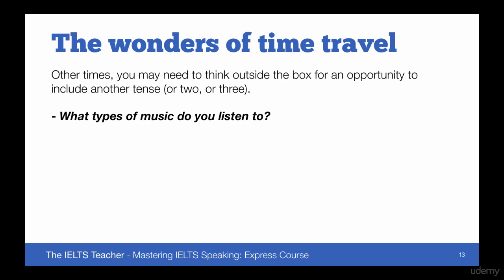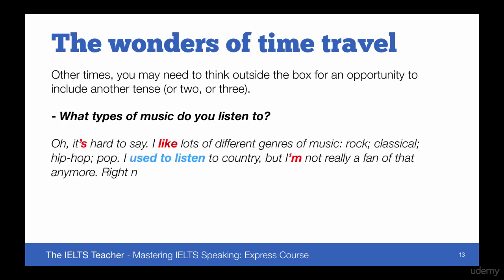Now again, I want you just to think about how you would answer this question and how you might take the opportunity to bring in more tenses. Now let's have a look at my answer. Oh, it's hard to say. I like lots of different genres of music. Rock, classical, hip-hop, pop. I used to listen to country, but I'm not really a fan of that anymore. Right now, I'm listening to a lot of classical music.